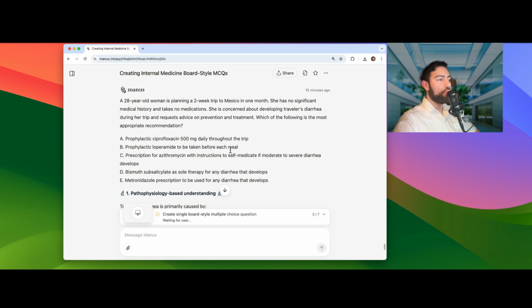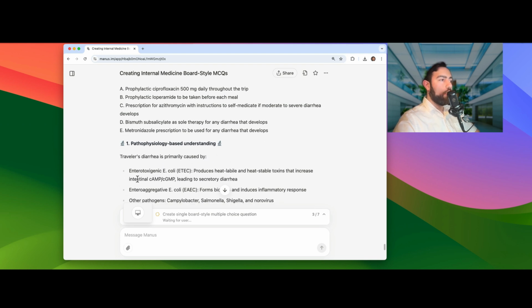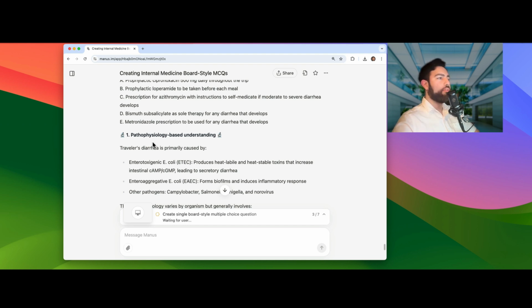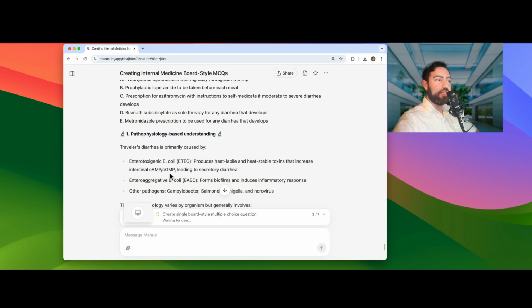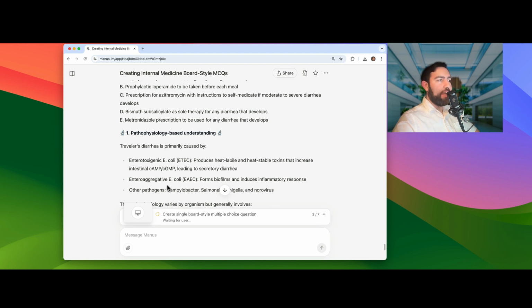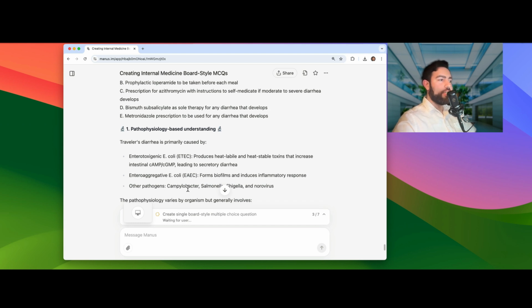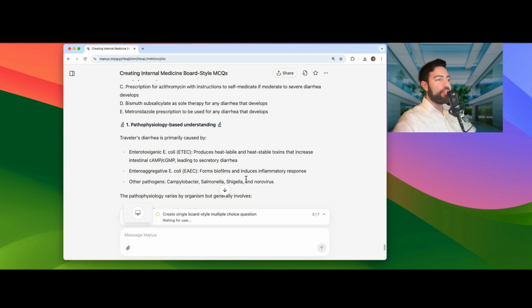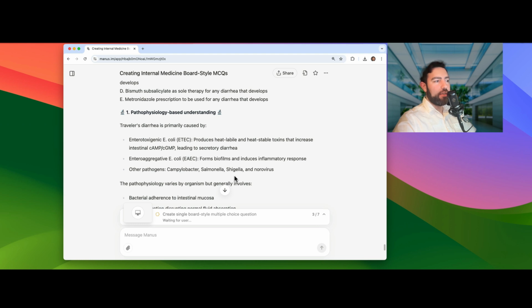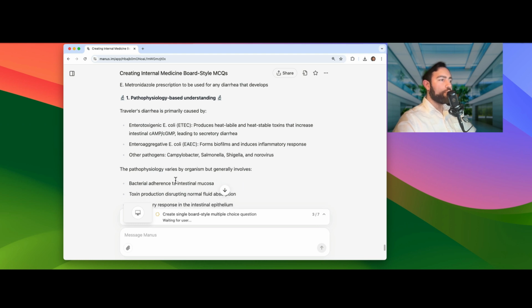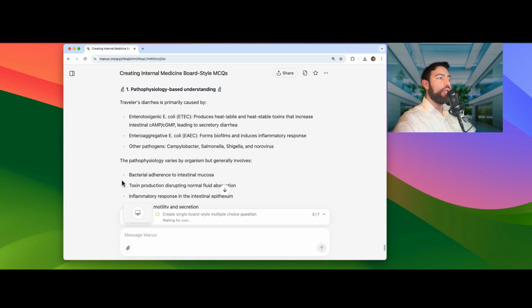All right. So this goes to a little bit of a memory thing. Traveler's diarrhea is very important, right? So what are the common bugs that we talk about? Usually ETEC, right? Enterotoxigenic E. coli. They produce the heat-labile and the heat-stable toxins that increase intestinal cAMP and cGMP. You remember those from the good old Sketchy days, leading to secretory diarrhea. Then we also have enteroaggregative E. coli, or EAEC, which forms biofilms and causes an inflammatory response. Other pathogens that you can see with travelers would be Campylobacter, Salmonella, Shigella, and norovirus. And so the pathophysiology varies by the organism, but generally involves bacterial adherence to intestinal mucosa and toxin production, right?